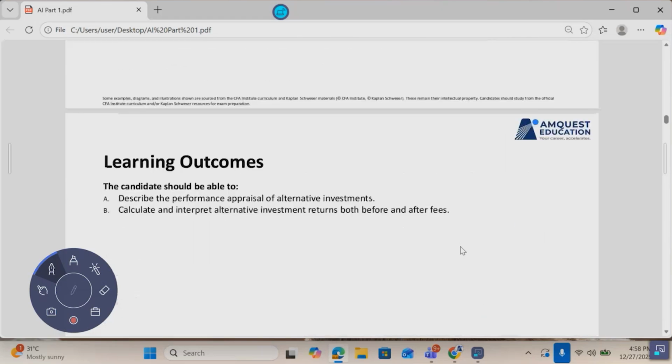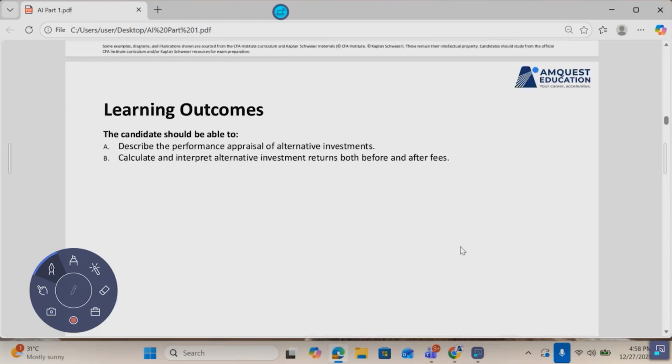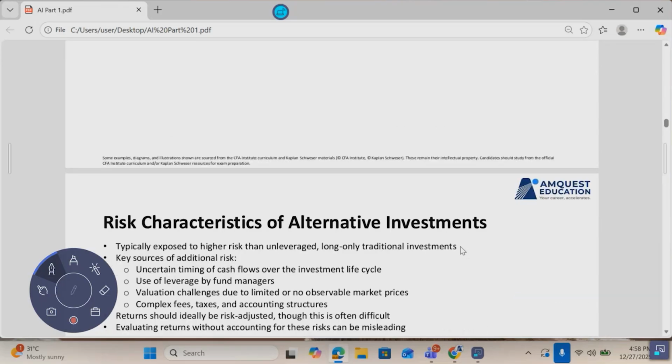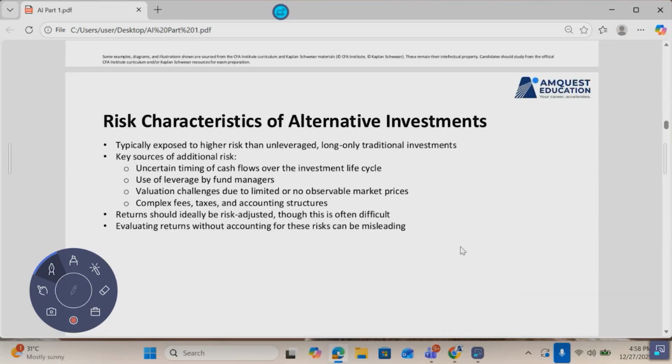Let's find out more about the performance of the investments and the returns that you're going to make. Okay, so before you go down, let's quickly look at the risk features and characteristics. Now, typically, we already discussed all of this: exposure, high risk, high unleveraged, higher risk compared to traditional investments. There is uncertain timing, obviously.